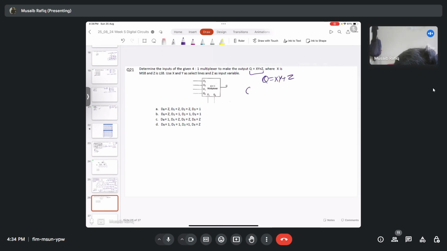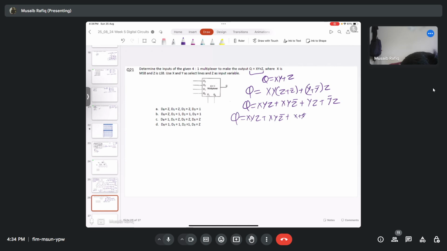Let's first determine what we have to implement. So it will be xy(z plus z bar) plus y bar z. So Q will be equal to xyz plus xyz bar plus yz plus y bar z. Q will be equal to xyz plus xyz bar plus x bar yz plus x bar y bar z. Q will be equal to xyz plus xyz bar plus xyz plus x bar yz plus x y bar z plus x bar y bar z.